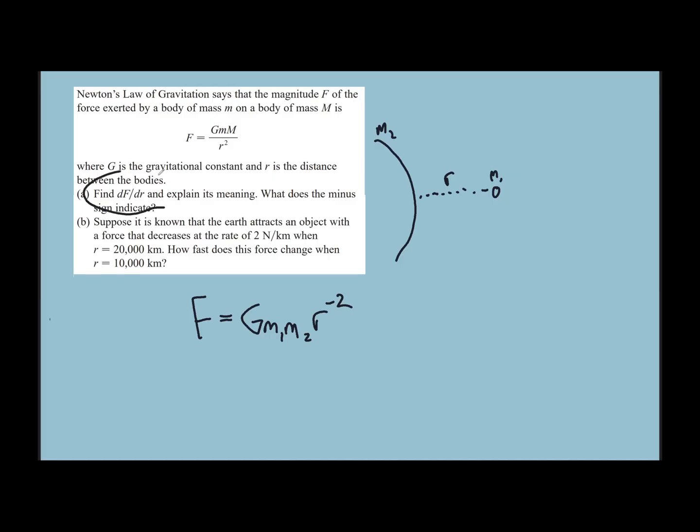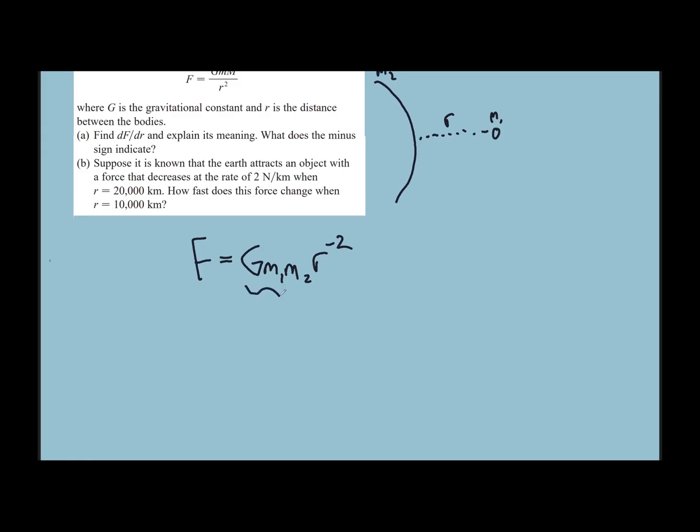They say find dF/dr and explain its meaning. Well, okay. That means all of these are basically constants. We can mostly ignore them. So to find dF/dr, without doing physics, you can still use the power rule and just do negative 2 G m1 m2 r to the minus 3. Done. We're done with that part. This is the answer. You've been doing power rule every day. This is just in a word problem to try and throw you off a little bit because that's how real life is. It's a word problem.